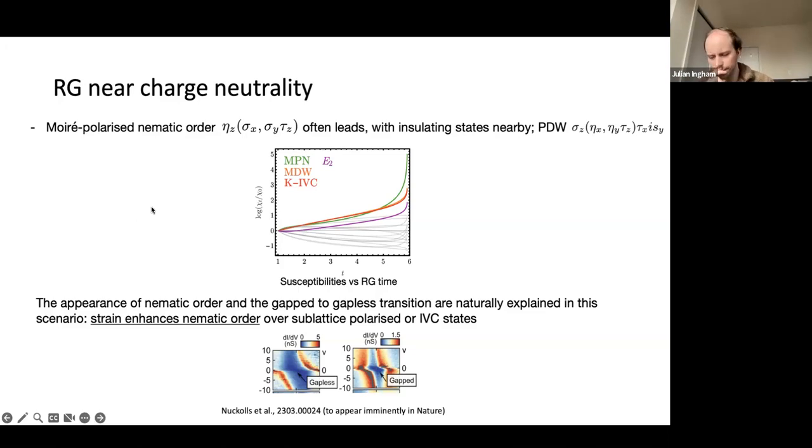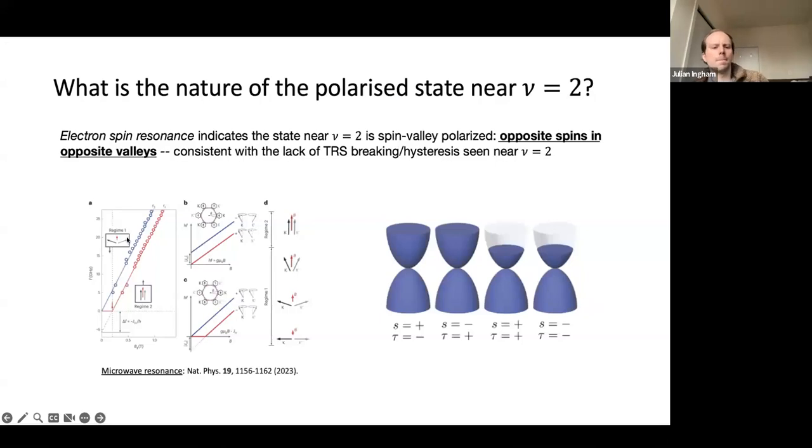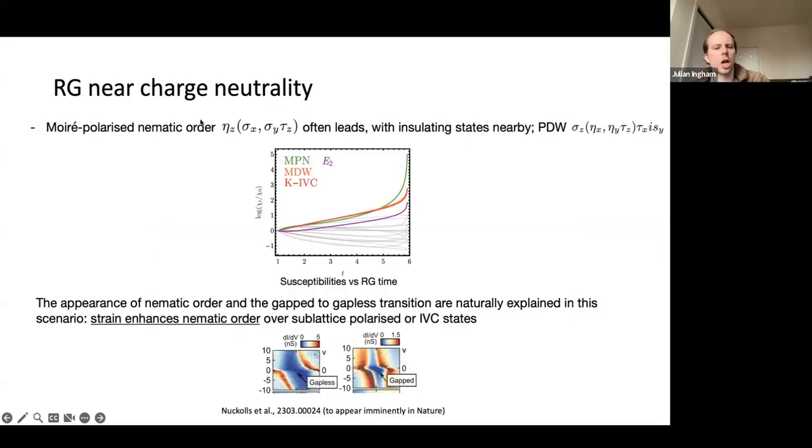And as I mentioned, the KIVC is a gapped state, it opens a gap at the charge neutrality point, whereas the nematic state is not an insulator. It splits the band touching point, leaving it gapless but with linear dispersion. So that's the situation near charge neutrality.